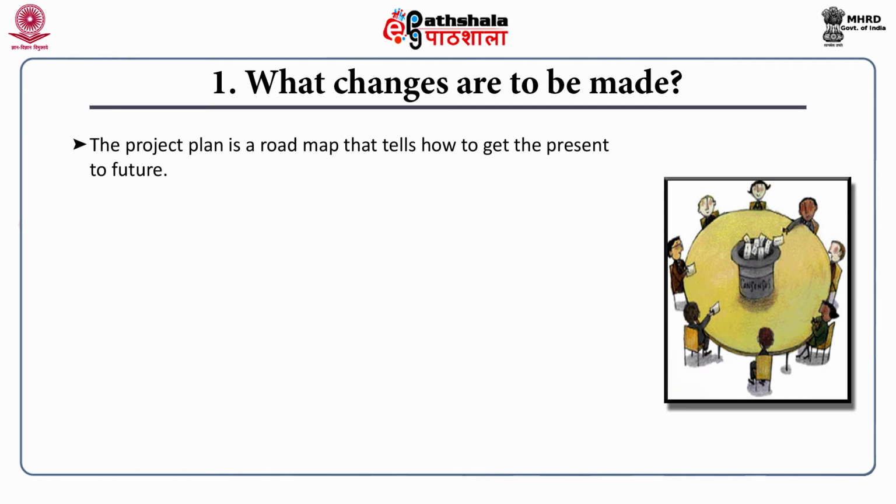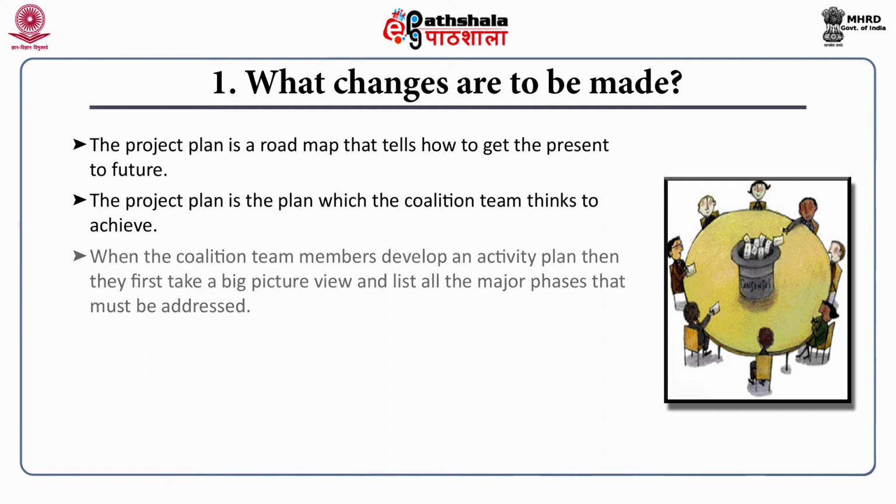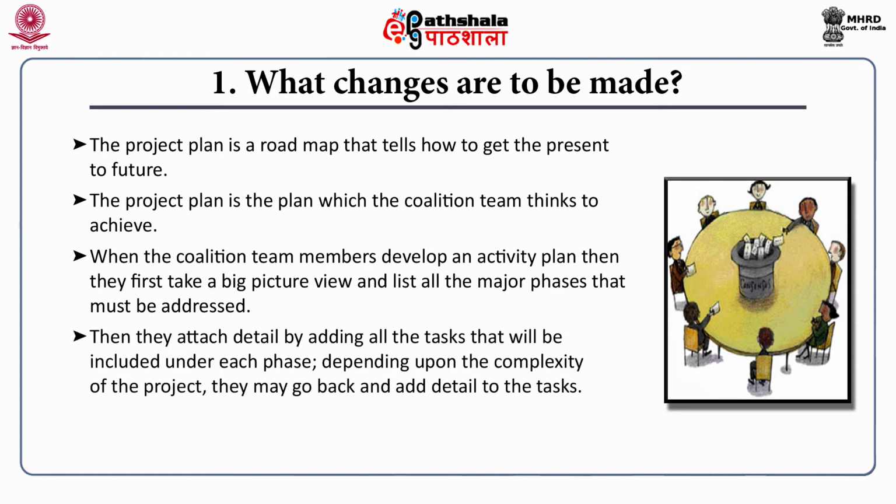The project plan is a roadmap that tells how to get from the present to the future. The project plan is the plan which the coalition team thinks to achieve. When the coalition team members develop an activity plan, they first take a big picture view and list all the major phases that must be addressed. Then they attach detail by adding all the tasks that will be included under each phase.